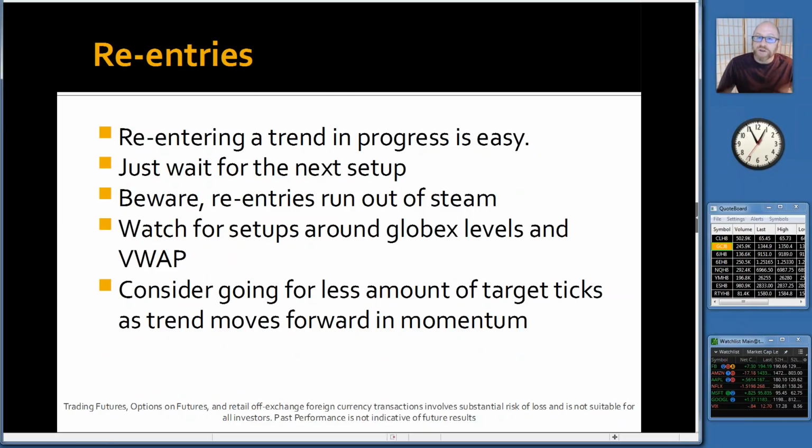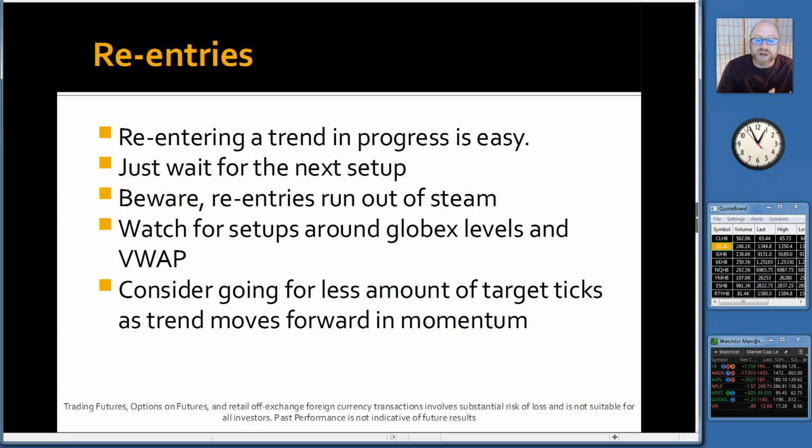All right. Are there going to be reentries? Absolutely, there are going to be reentries. So it's simply just waiting for the next setup. So what does that look like? All right. I'll show you here in a minute, but beware, if you keep going into re-entry, somewhere along the way, you're going to run out of steam.